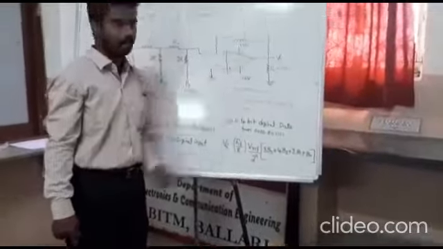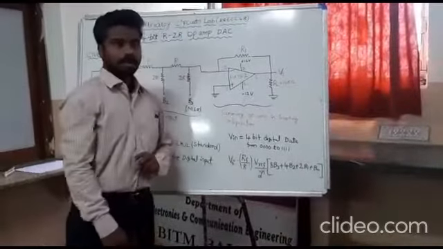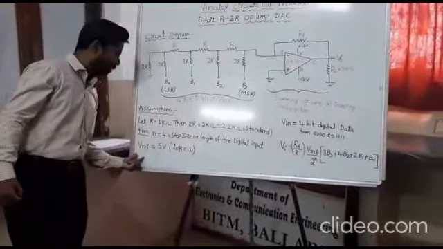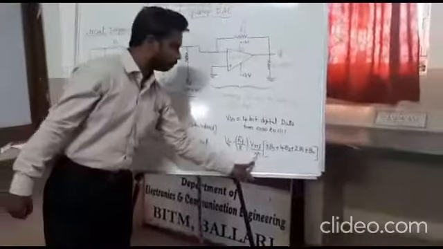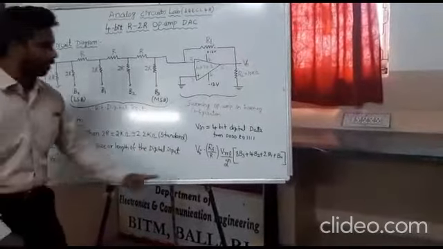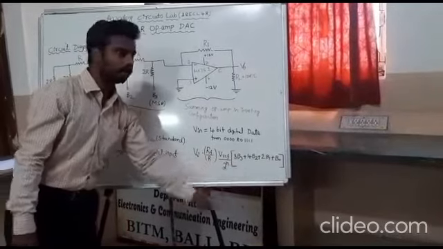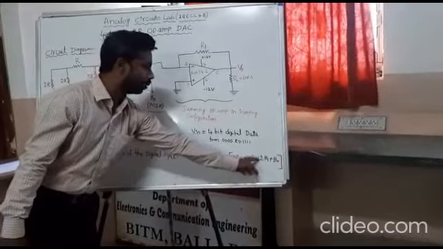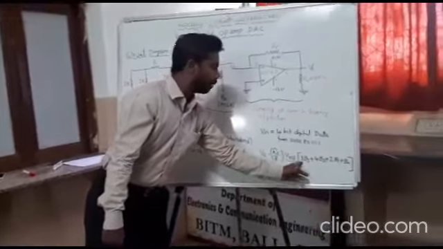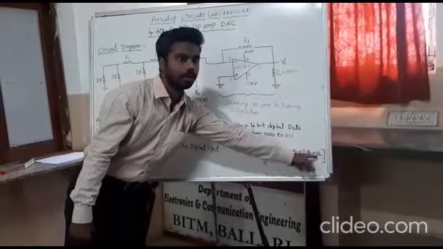RF is the feedback resistor and R is the value taken here, which is 1 kilo ohm. And V reference is the logic 1 voltage level. So we will be considering 5 volts as V reference, which is logic 1, divided by 2 power n, where n is the length of the digital input. N is 4, so 2 power 4 is 16. So V reference is 5 volts, 5 by 16 into 8 into B3 plus 4 into B2 plus 2 into B1 plus B0. That is, 2 power 3 into B3 plus 2 power 2 into B2 plus 2 power 1 into B1 plus 2 power 0 into B0.